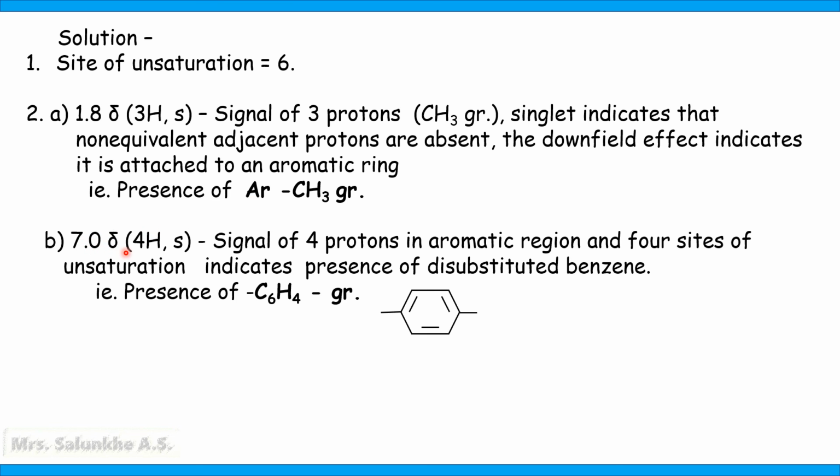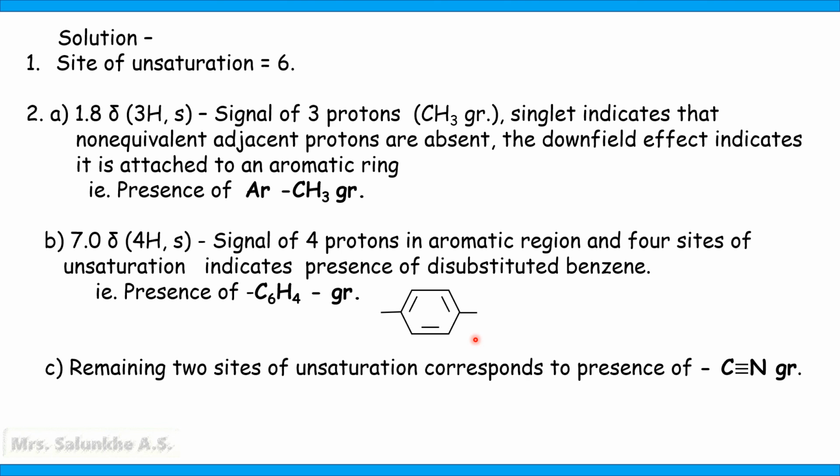The next signal is 7.0, 4H singlet. This signal is of 4 protons and it is in the aromatic region, and there are 4 sites of unsaturation that indicate the presence of a di-substituted benzene, and the 4 hydrogen atoms are equivalent. Therefore, it is a para di-substituted benzene, and the remaining 2 sites of unsaturation are present in the cyanide group, carbon triple bond nitrogen group, and thus it satisfies 6 sites of unsaturation, 4 for the phenyl ring and 2 for the cyanide group.